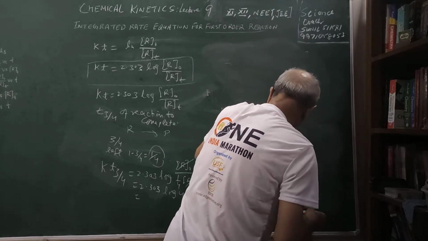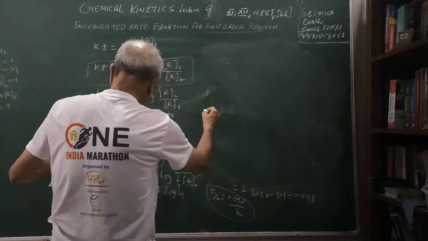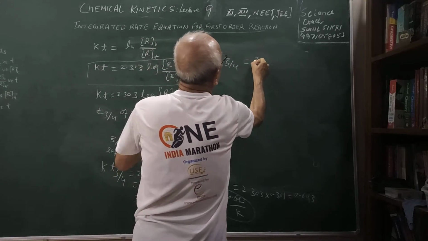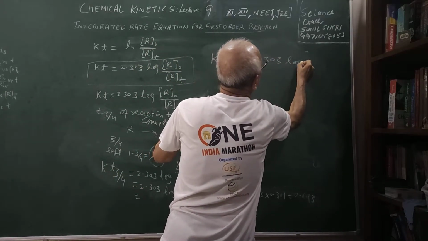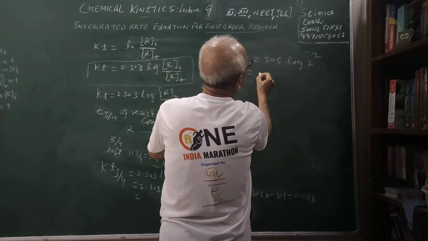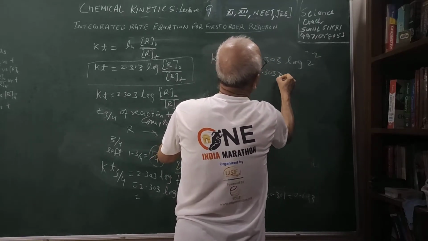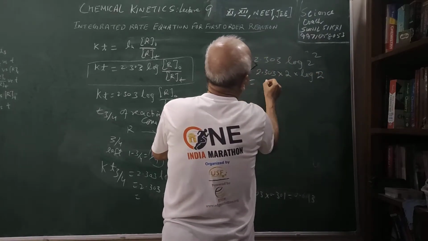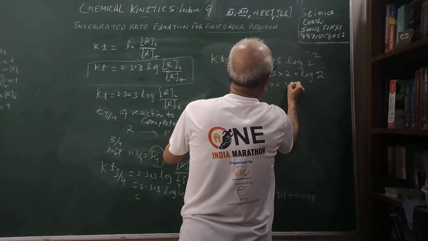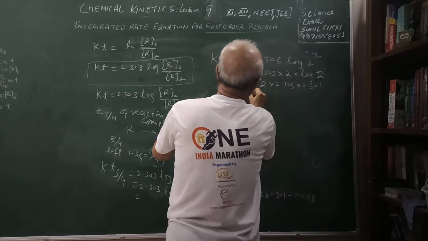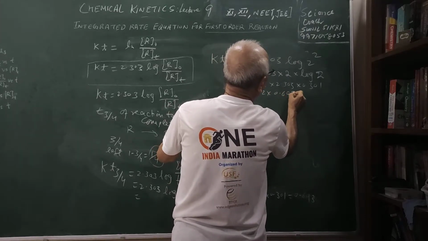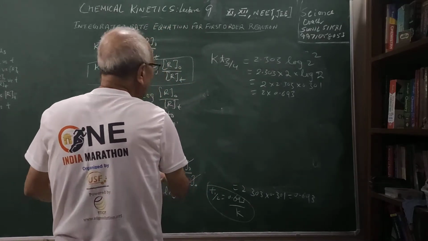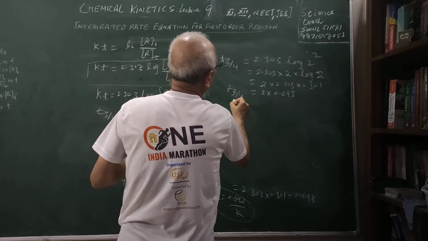What will be the value of the log of the 4, students? So kT3/4 is equal to 2.303 log of 2 squared. So this is nothing but 2.303 into 2 into log 2. Again, you know log 2 is 0.301, so this is 2 into 2.303 into 0.301. So 2 into 0.693. So this is the value you are getting for T3/4.